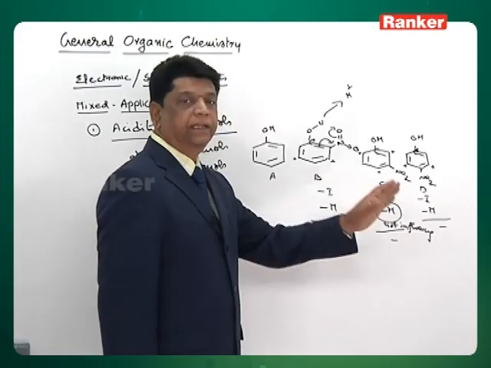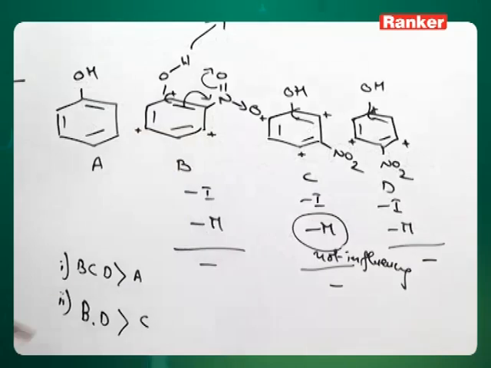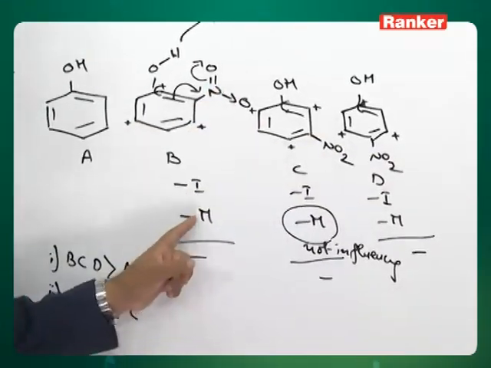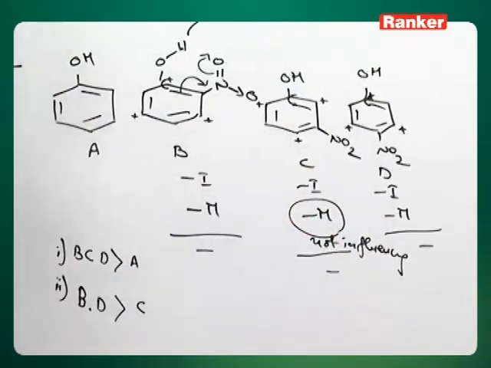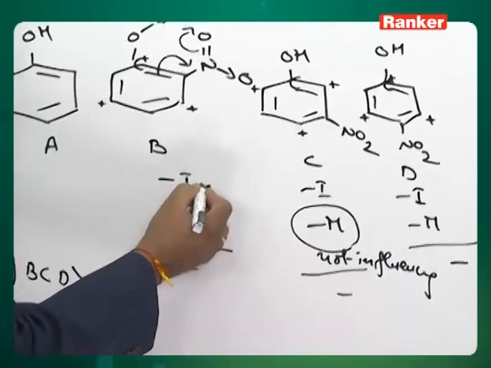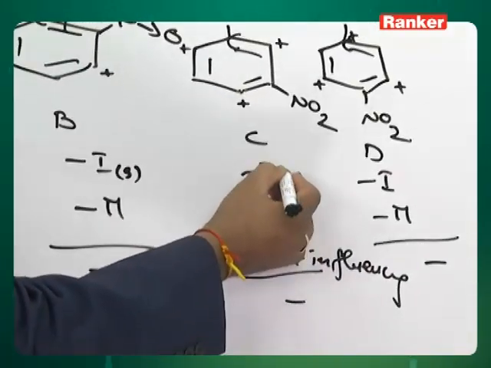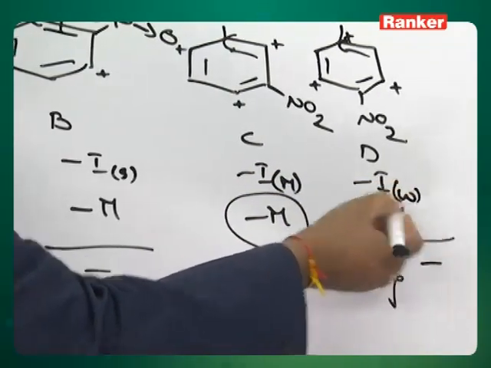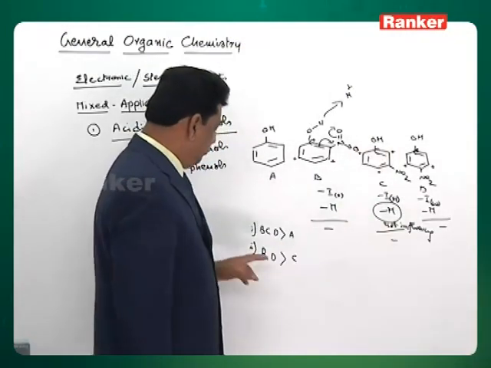Among the B and D, there is again a dispute. What is that? Mesomeric effect, whether it is ortho or para, is equal. This M is equal. But minus I is not equal. Minus I closer means stronger. This is a medium type. This is a weak effect. Strong, weak and medium type. Anyhow, it is out of the comparison now.